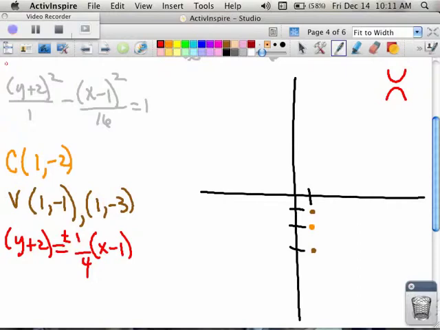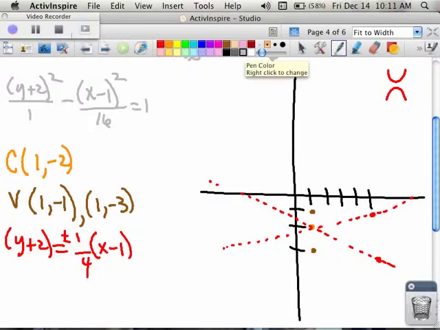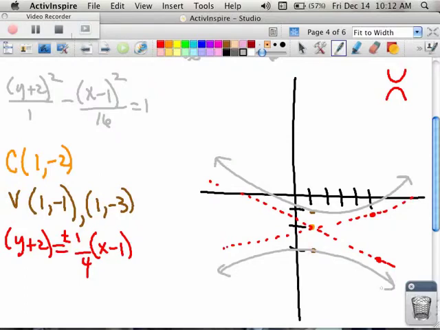So I go from my center, and I have to go up 1 and right 4. 1, 2, 3, 4. And I put a dot. And then I go down 1 and right 4, and I put another dot. And what I'm going to do is I'm going to connect my center to each of these dots. And the reason I'm connecting these is because I want to draw my graph. And as I draw this graph, remember, I'm going to get really close to my asymptotes, but never touch them. So here's the top part of my hyperbola, and here's the bottom part of my hyperbola. And I'm almost done.